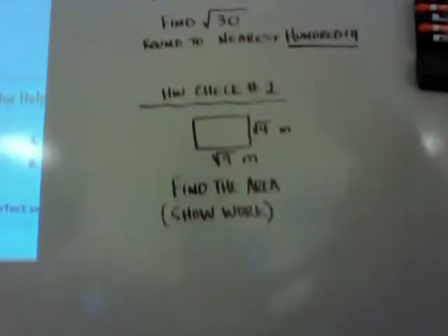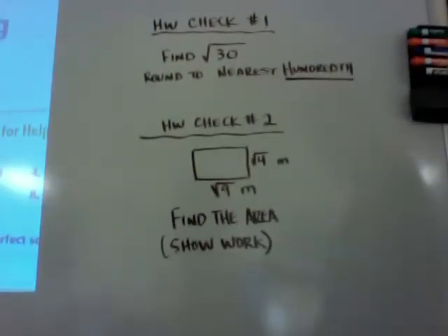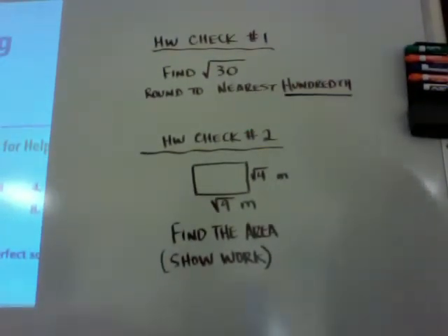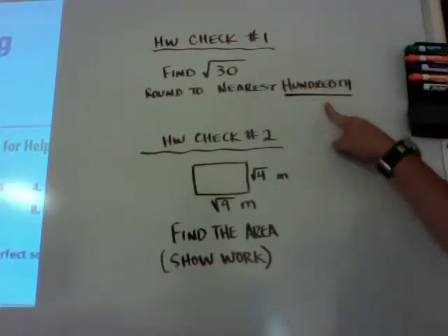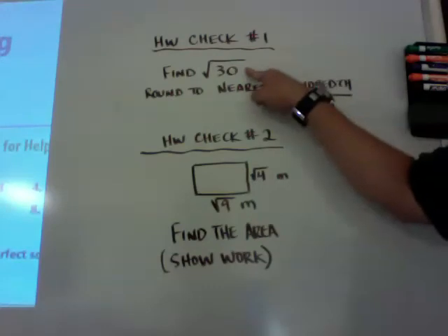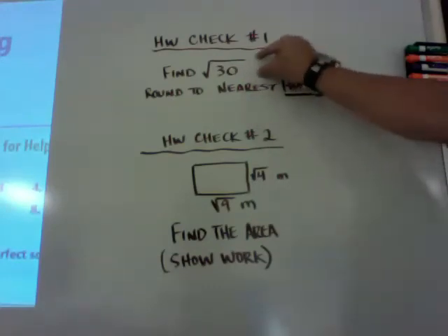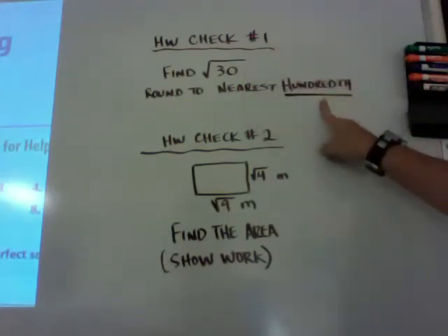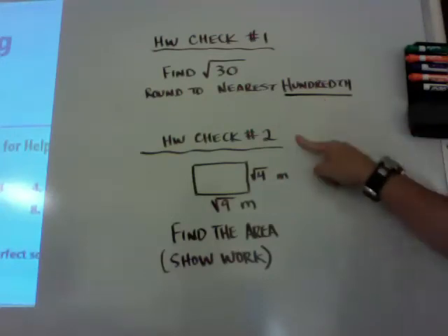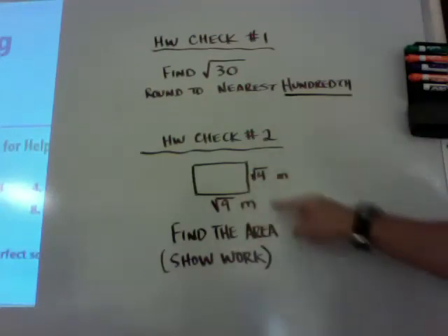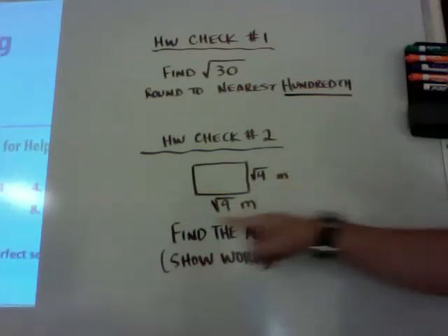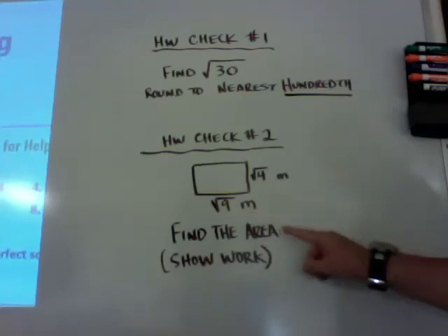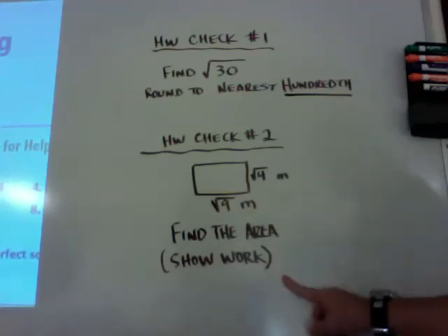Here are your 2 homework check problems. Pretty simple ones. Number 1, find the square root of 30 and round it to the nearest hundredth. I want you to write square root of 30 equals, and then whatever, use your calculator, but round to the nearest hundredth. Homework check number 2: I have a rectangle. The width is radical 4 meters. The length is radical 9 meters. I want you to find the area, but I want you to show me the work as well.